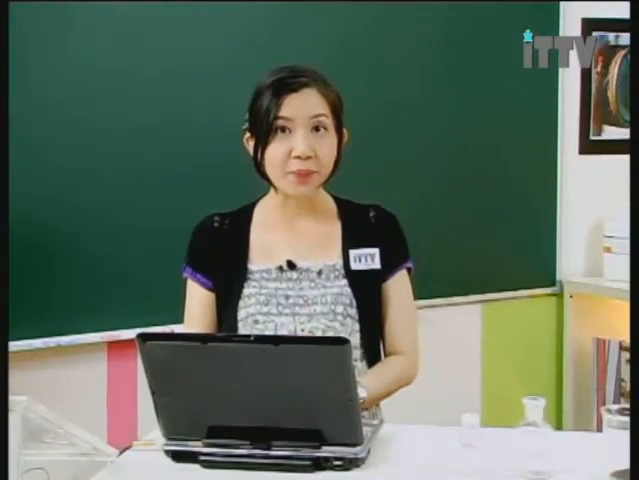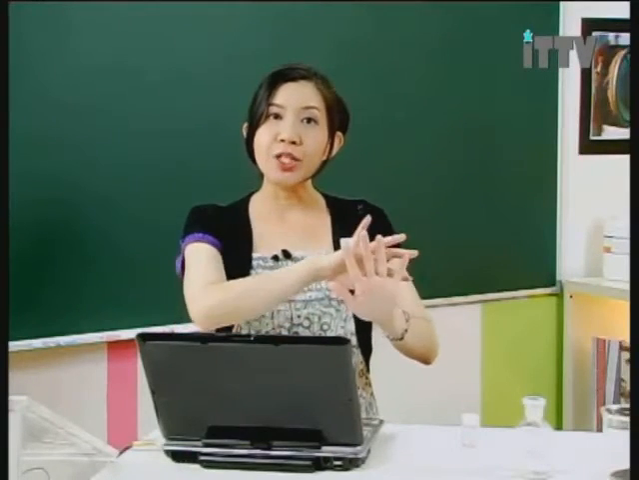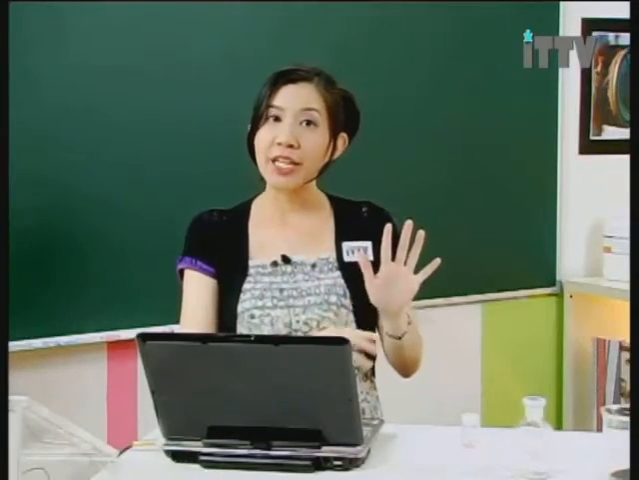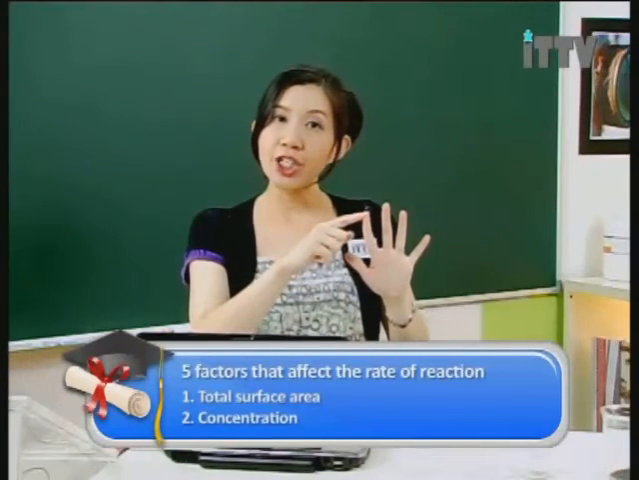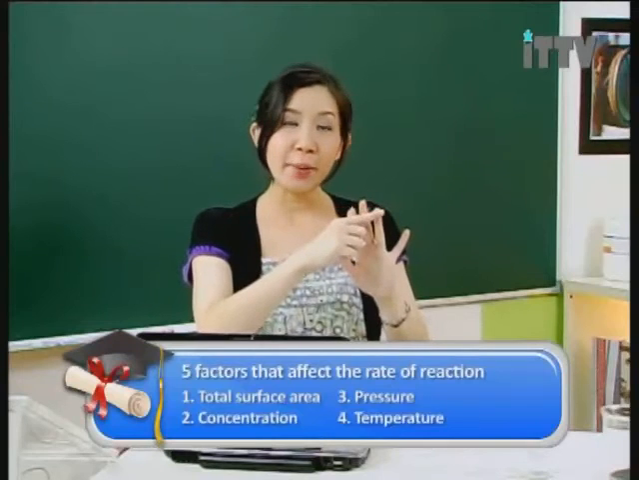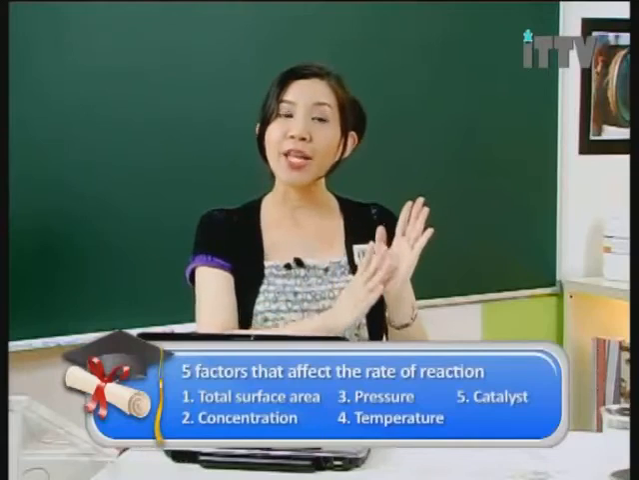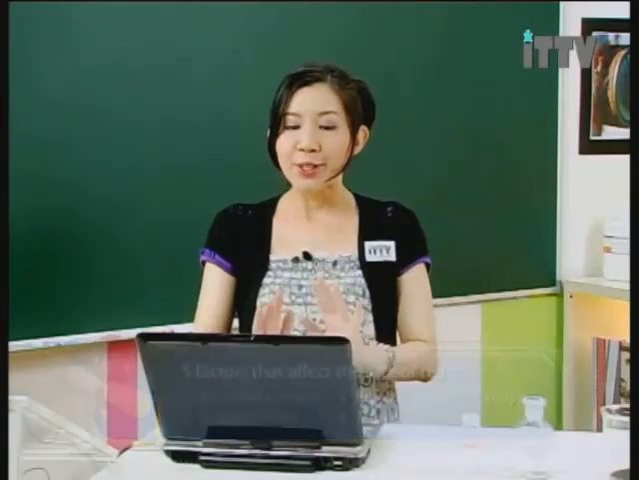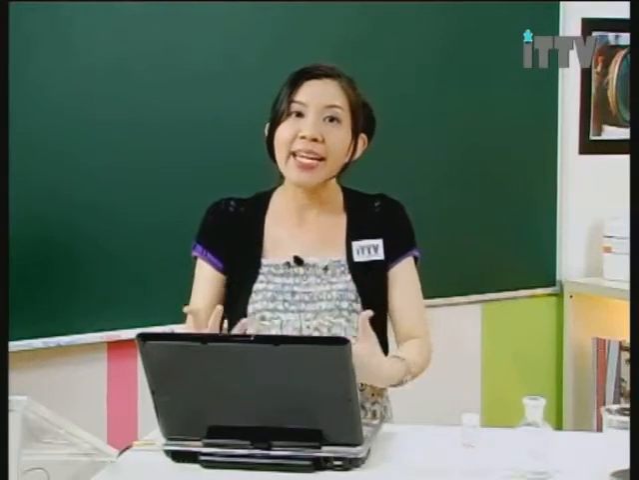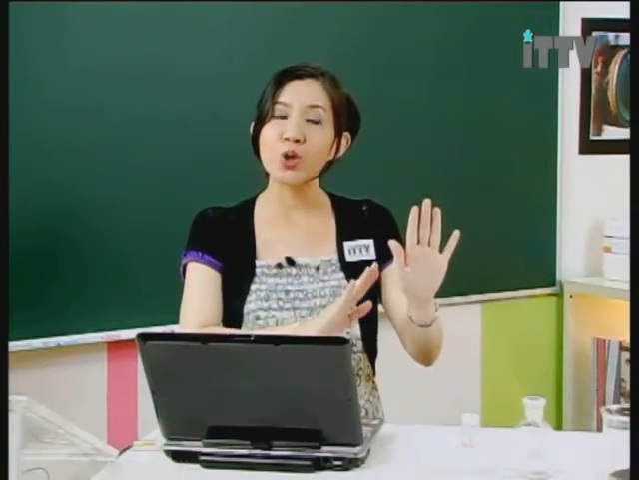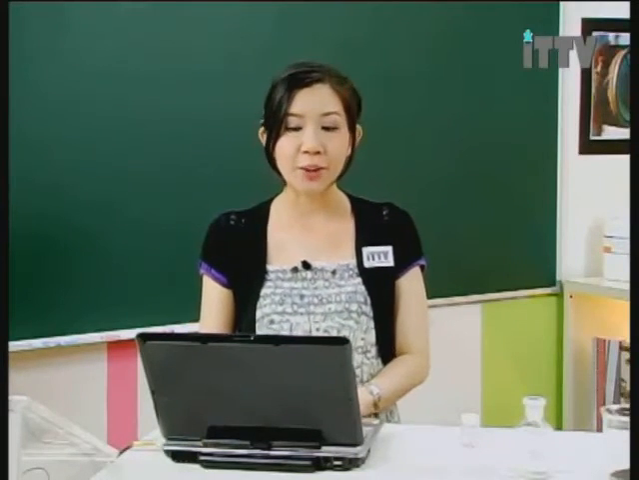of reaction. In the previous lesson, we looked at 5 factors that could affect the rate of reaction. Firstly would be total surface area, concentration, pressure, temperature, and the presence of a catalyst. So now we'll look at how we can use this theory to explain how all these 5 factors could either increase or decrease the rate of a particular reaction.